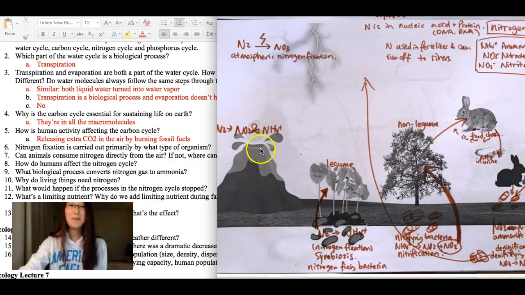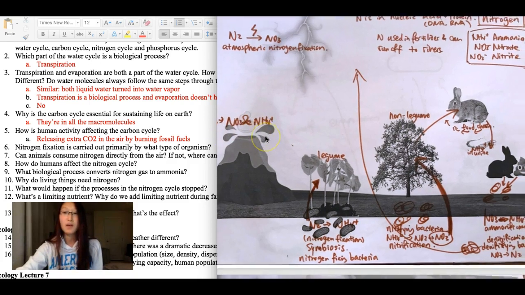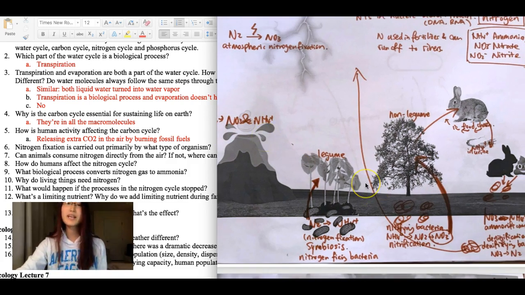nice. Here we have a volcanic eruption that does basically the same thing. It turns N2, which is unusable, into a usable form. Okay? Next step. Obviously, not all of us live under a lightning or a volcano all the time. So how do we get our nutrients?